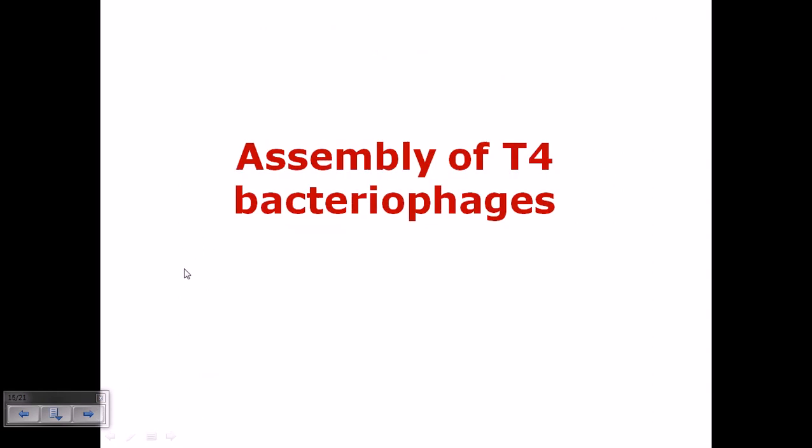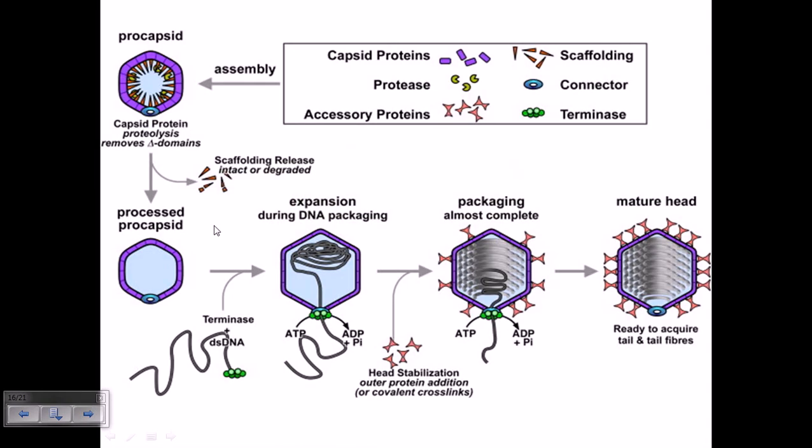Now let's talk about the assembly of T4 bacteriophages. Before assembly, they must produce all the different proteins required for assembly. The majorly important proteins are capsid proteins, accessory proteins, and scaffolding proteins. These three are the major and most important proteins for giving structural properties to the bacteriophage. And we obviously require connector protein, proteases, and terminase to help guide the process.